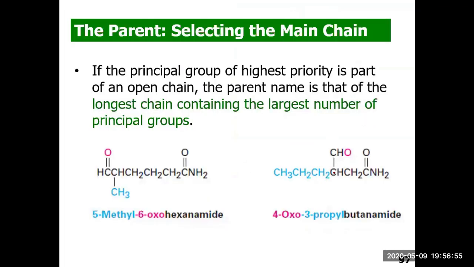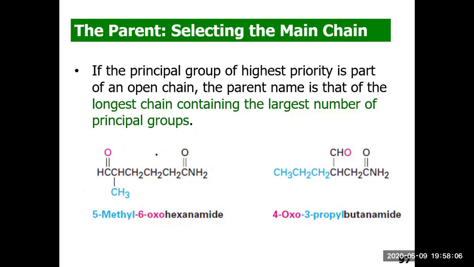Now, when the parent or the base name of a polyfunctional organic compound is identified, the next thing that we have to do is to select the parent. Now, if the principal group of highest priority is part of an open chain, then the name of the parent is that of the longest chain containing the largest number of functional groups.